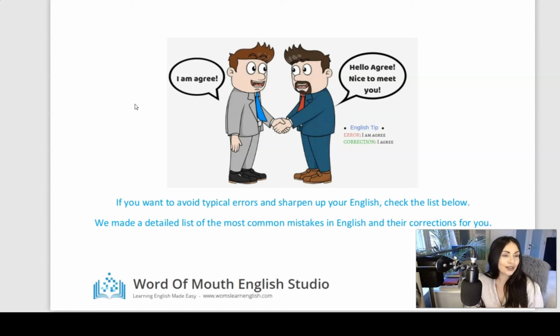Let's find them together. Have a look at this image first of all and try to detect the very popular grammar error here. Right, the grammar error has to do with the word agree. Therefore, agree is the main culprit here. And believe it or not, many people think this sentence is correct.